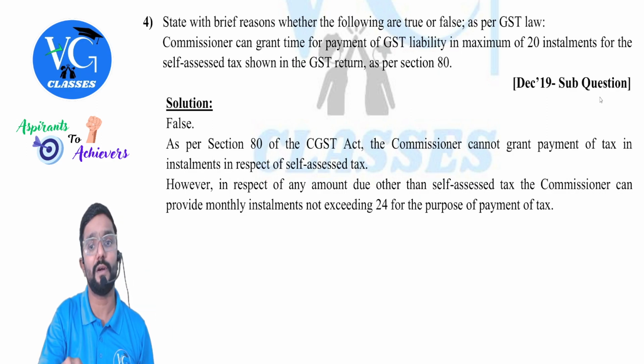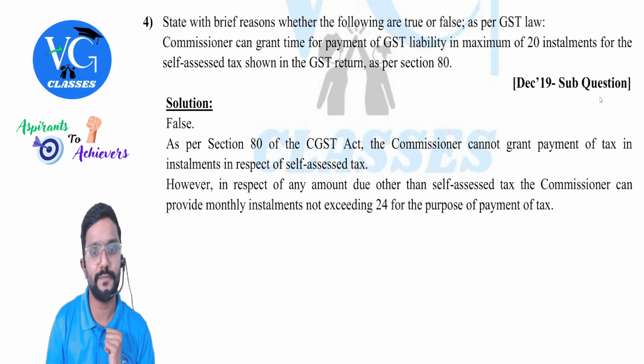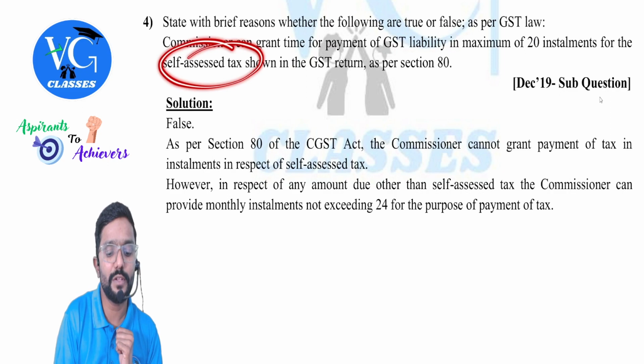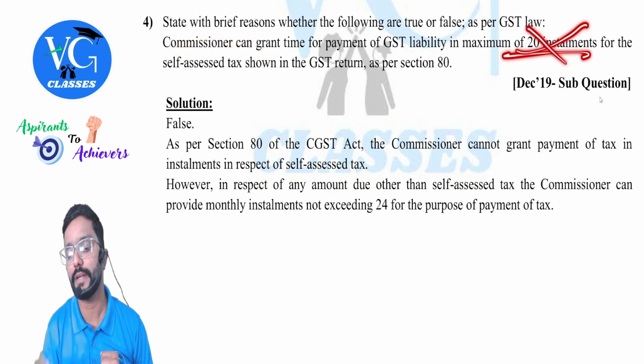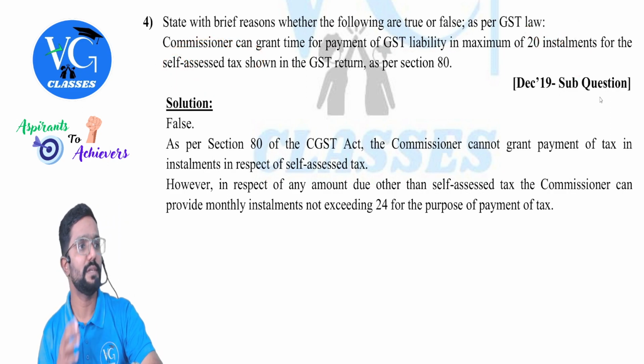So two things were wrong here. One is they have used the word self-assessment. You can see here, that is also wrong. Whereas 20 installments, that is also wrong, people. Clear? Yes. Take down.